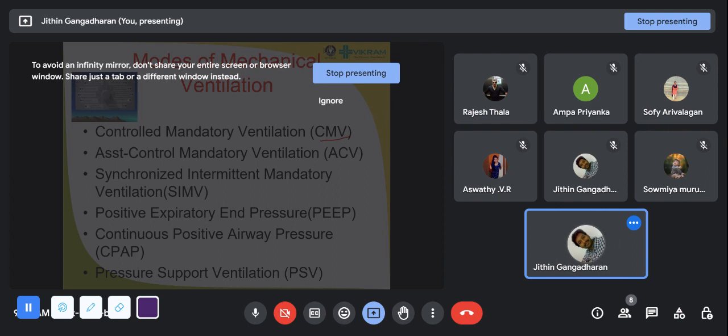Controlled mandatory ventilation means the patient receives a specific volume and rate. It is properly controlled. Kindly write this term: it receives a specific volume and rate. That is controlled mandatory ventilation. I'll give you an explanation for that. In controlled mandatory ventilation, the patient has to do nothing on respiration. All the lung functions will be controlled by the ventilator setting. We won't allow the patient to respire.